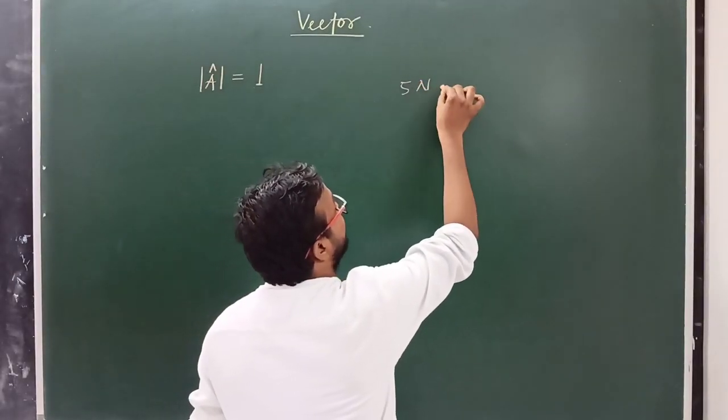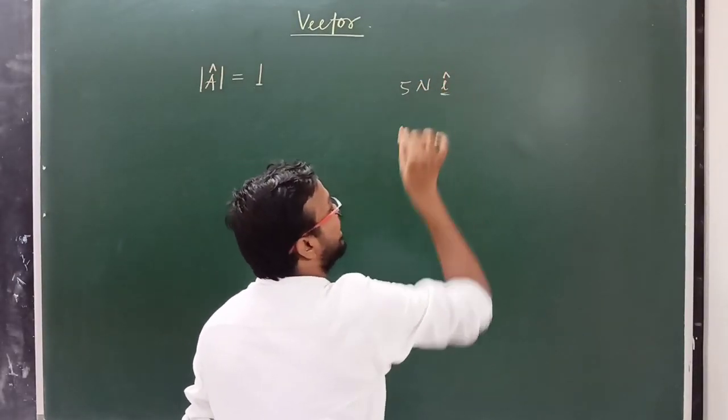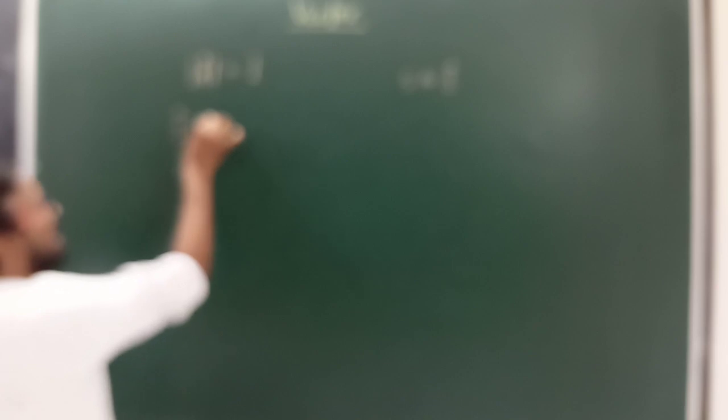So if you multiply here i cap, what is i cap? i cap, j cap, k cap are the unit vectors: i cap is the unit vector along the x axis, j cap the unit vector along the y axis, and k cap the unit vector along the z axis.